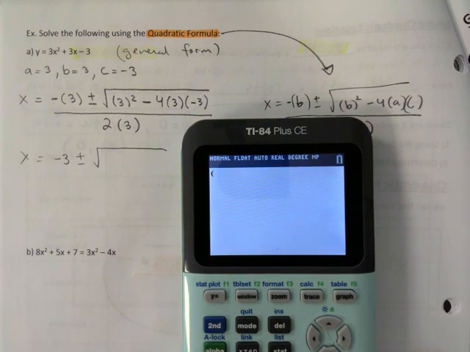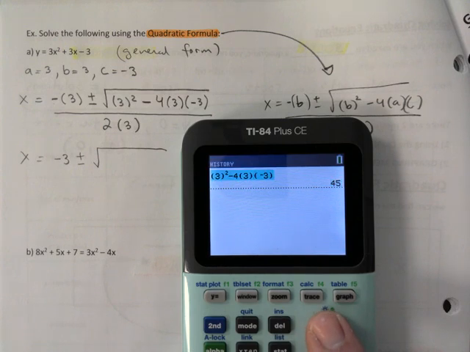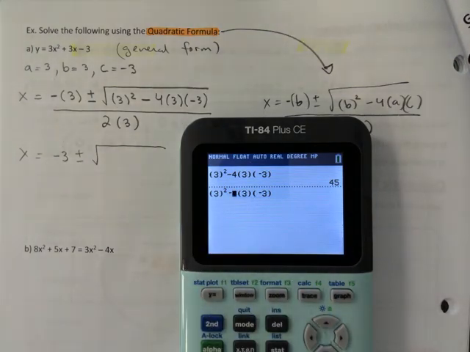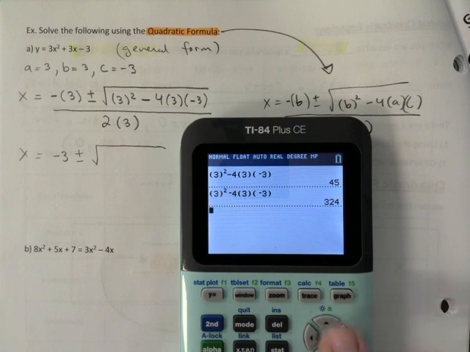So using brackets, so 3 squared, use the x2 button, minus, not negative, minus 4 times 3 times negative 3. If you type it in exactly the way I have it in there, you should get 45. Try it. I'm going to copy paste here. If you use a negative here instead of minus, everything is multiplying. Every single thing in there is multiplying, and then you will get 324. This is wrong, okay? So it's supposed to be 45.